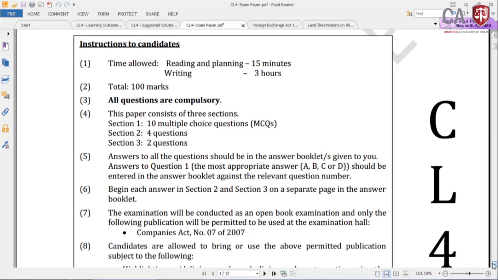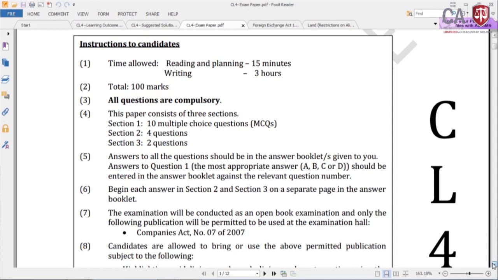Begin each answer in section 2 and section 3 on a separate page in the answer booklet, so that when you are answering the easiest question and going to the difficult question, you will not have any problem, because you allocate a new page, a separate page, to start with each question.